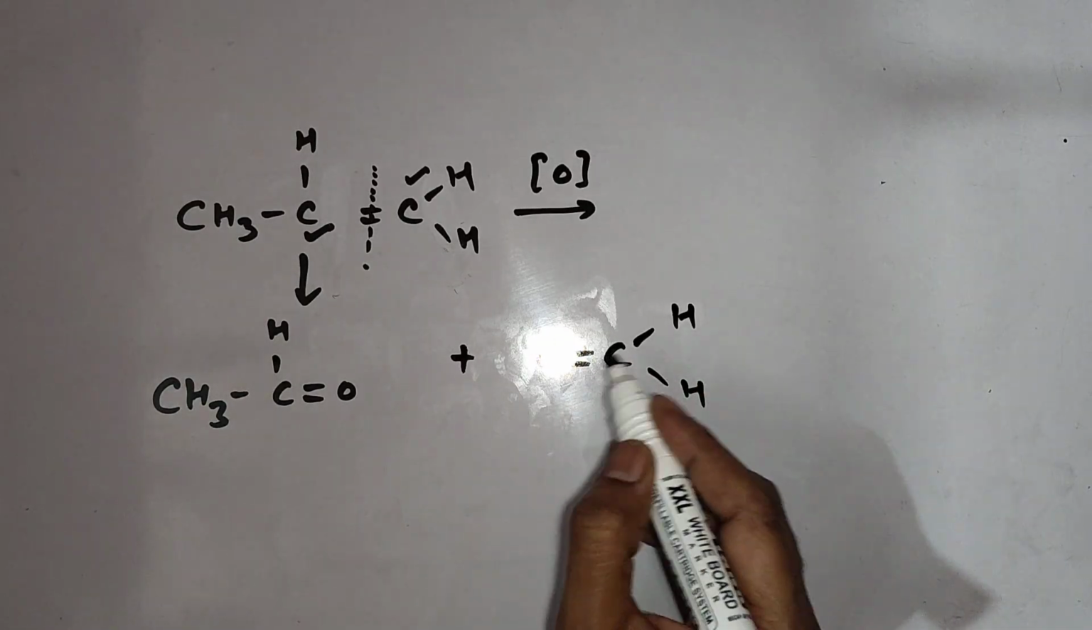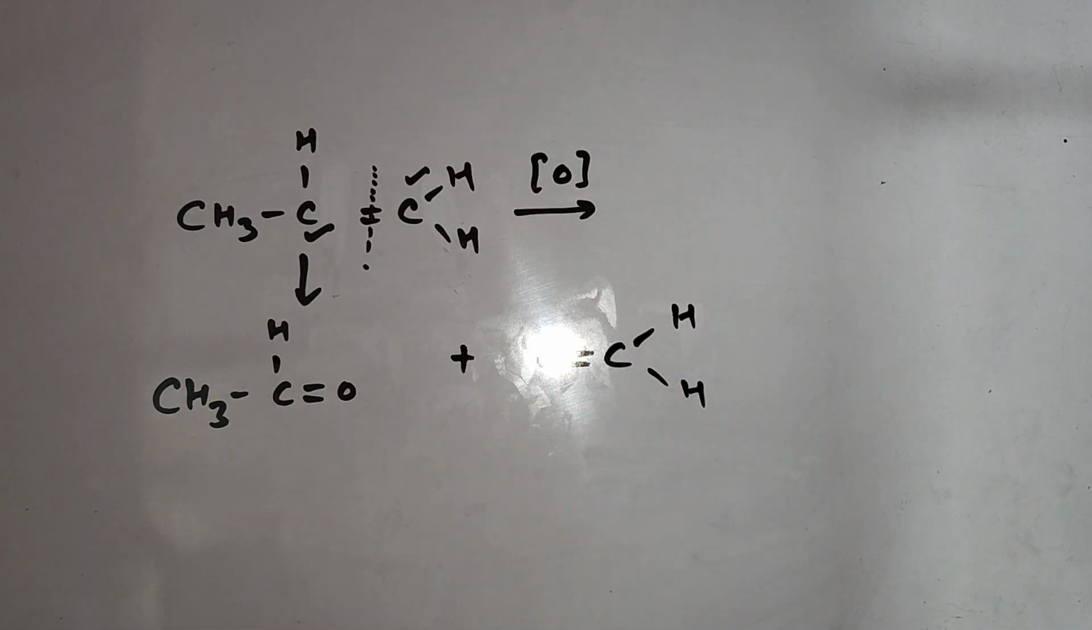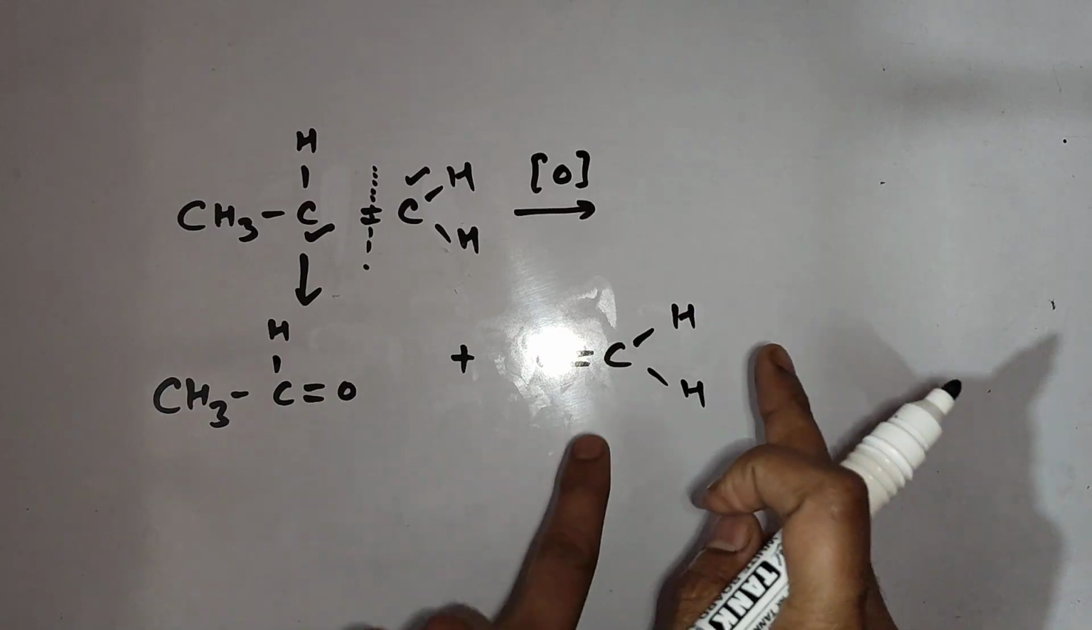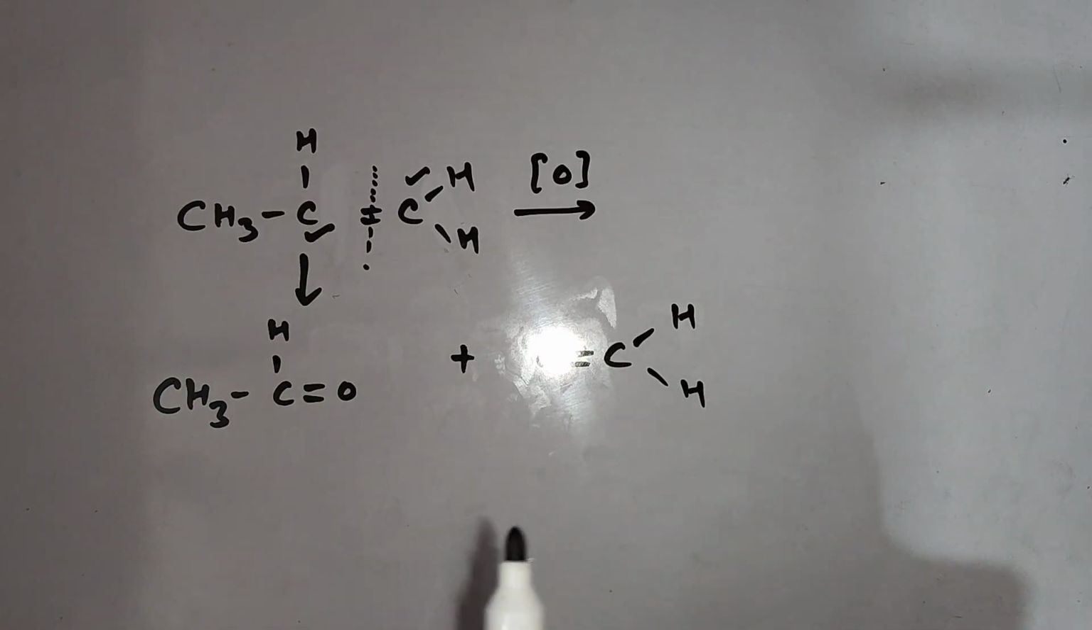This is also an aldehyde, methane 1-al. So this alkene will produce both aldehydic functional groups, but the molecules are different. It is ethane 1-al and it is methane 1-al. Now to understand that concept, let's try some reactions.